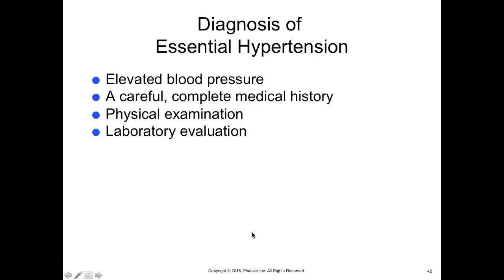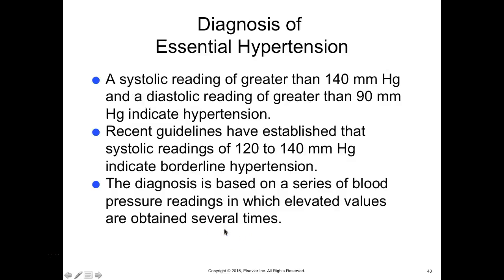So, diagnosis is made by taking a blood pressure reading, doing a physical exam, and taking a medical history, and then a laboratory evaluation. They'll do a general chemistry panel, and then usually a kidney function test. All right, so a systolic reading of greater than 140 millimeters of mercury, and a diastolic reading of greater than 90 millimeters of mercury indicates hypertension. They've established recent guidelines that a systolic reading of 120 to 140 indicates borderline hypertension. And they'll take a series of blood pressure readings. They're not going to just diagnose it based on one.